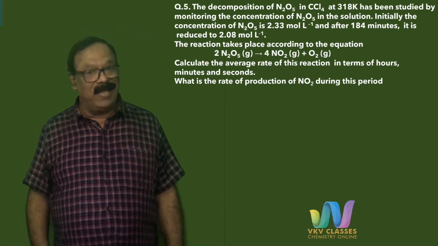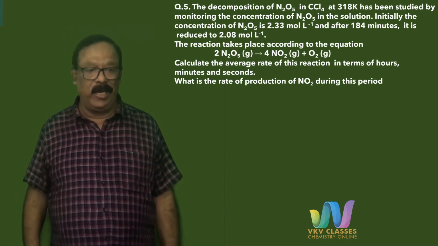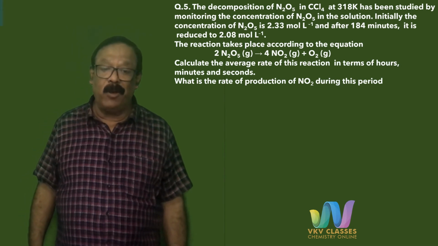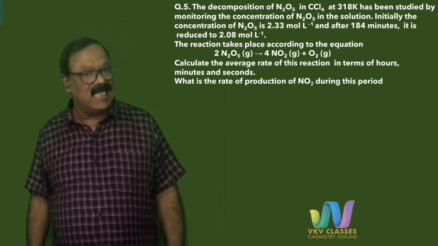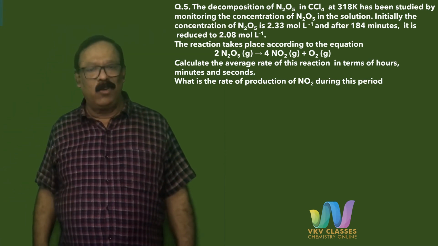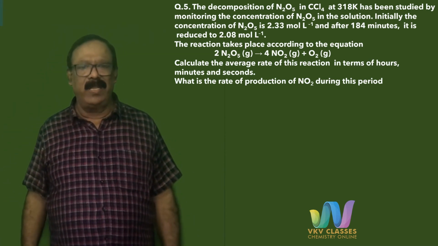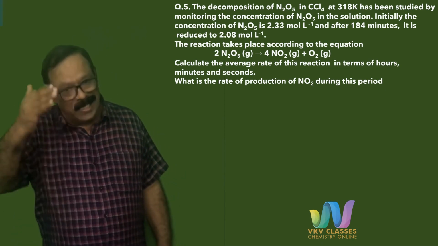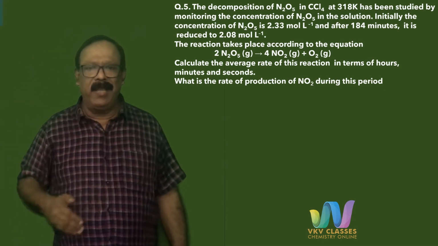We are asked to calculate the rate in 3 different units. What is the rate of production of NO2 during this period? The question looks a long one, but to work it out is very simple. Calculate the rate. How will you calculate the rate? Change in concentration by change in time will give you the rate.